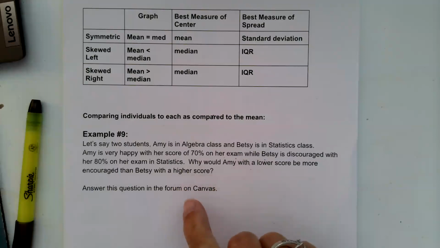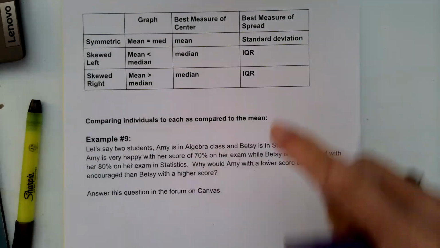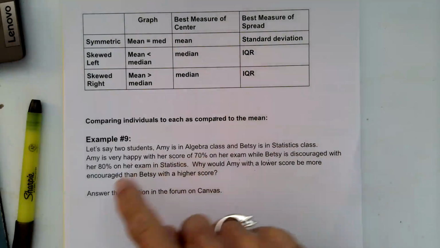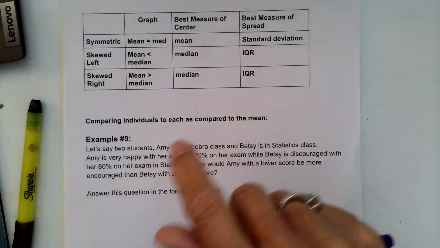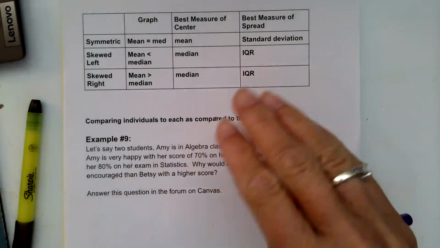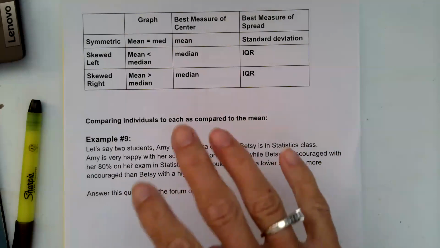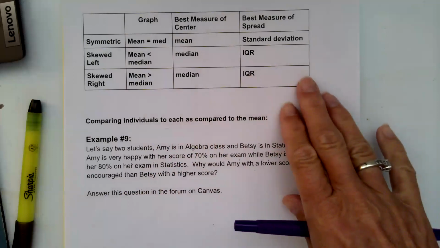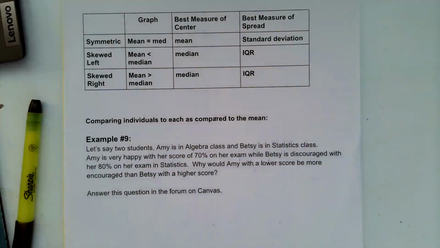Now, I do ask you to answer this in the form in Canvas. I want you to think about what might be going on in the background as we've talked about. Just because of their mean, the average score, how does their score compare to the mean or the standard deviation of the class? So think about that. It's not anything that we know yet. It's just what can we take away from what we've learned in these last 2 lessons to move forward into the next lesson? I want you to think about that.